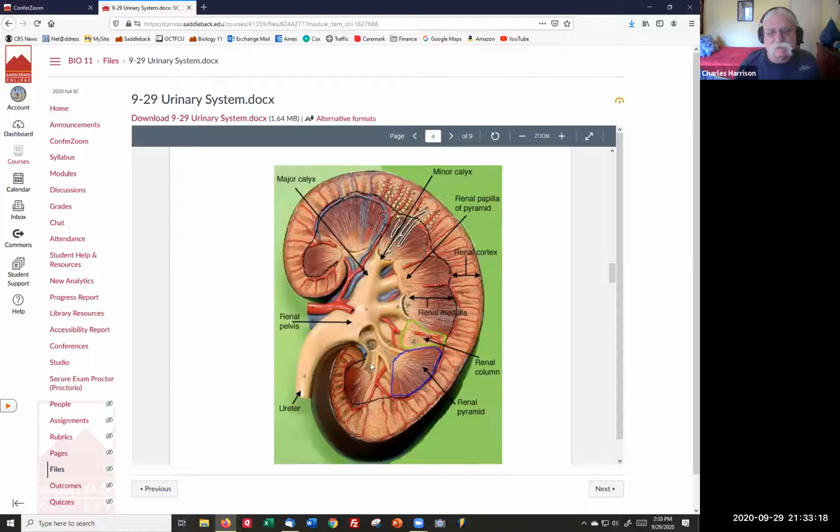Here's another one. Where two minor calyces come together, like right here or right here, it's called a major calyx. Well, somebody just was being very, very free with labels. I don't see any difference between minor and major calyx, except one is singular, the other is plural. Minor calyx, the urine is deposited, moves towards a major calyx. Then it moves towards the renal pelvis, and then it goes out through the ureter.